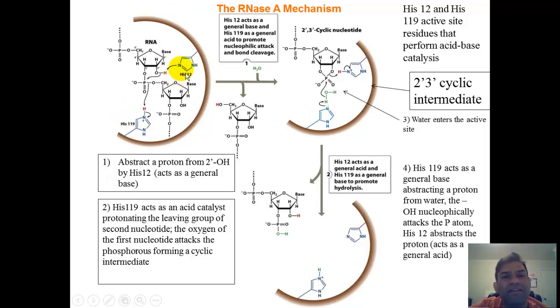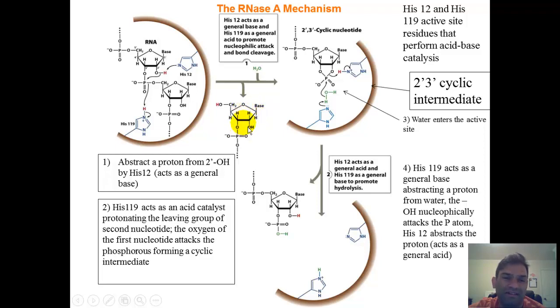So the first step here, as we follow the mechanism, is that this nitrogen is going to abstract a proton on the number 2 carbon of the RNA molecule. So when it does that, this second molecule will serve as a leaving group. So remember, leaving groups from organic chemistry. So as a result of this imidazole side chain picking up that proton from the number 2 hydrogen, you actually have a cyclic nucleotide. This is a 2,3 cyclic nucleotide.